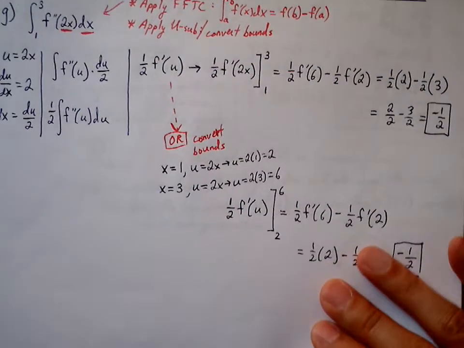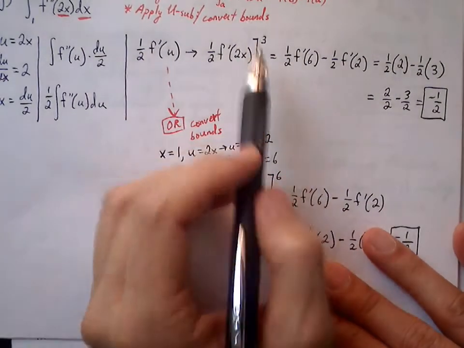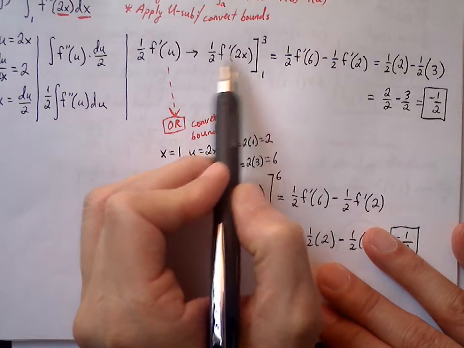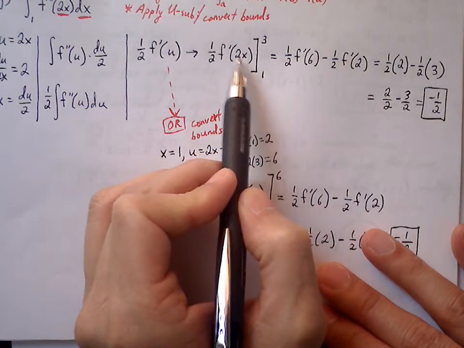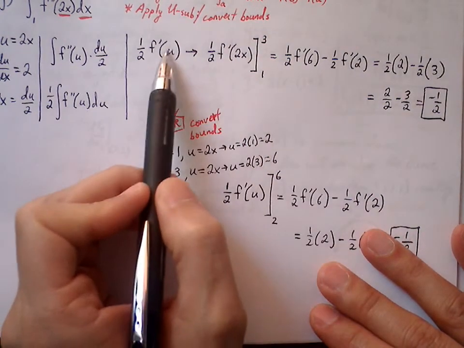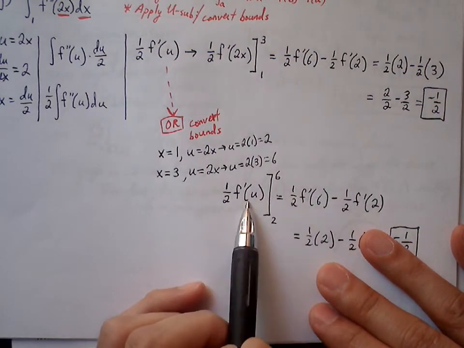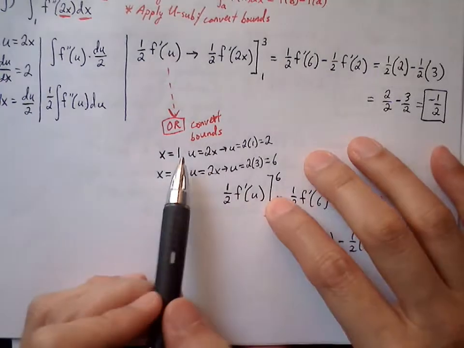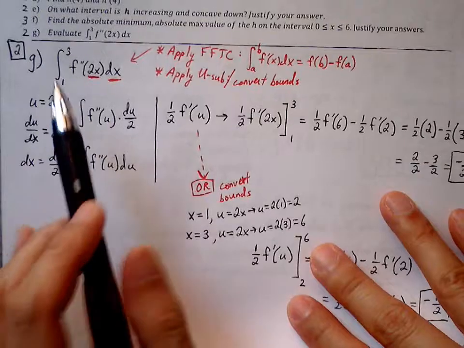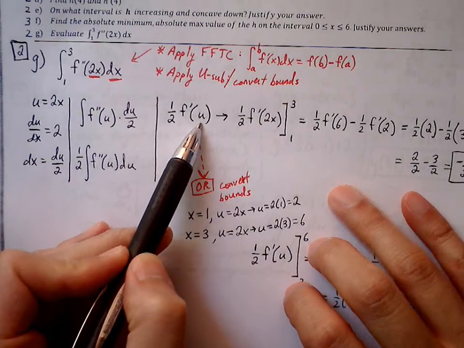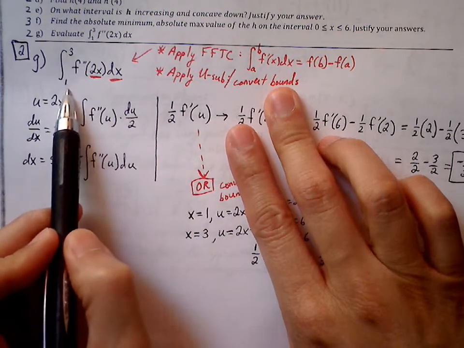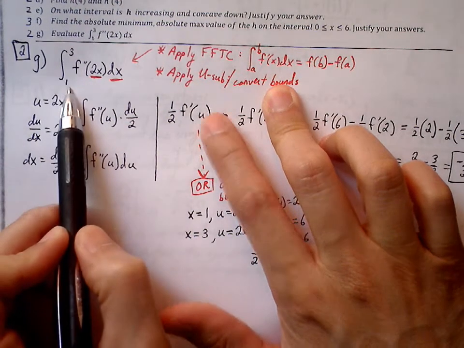Okay, the other option is we don't have to bring this all the way back to 2x, although I do think that may be the easier path to go. We could leave this in terms of u, and then plug in our bounds in terms of u, but if we do that, we have to convert the bounds, because what we don't want to do is use the f prime of u and then use the 1 and 3. Then we have a mismatch in variables.